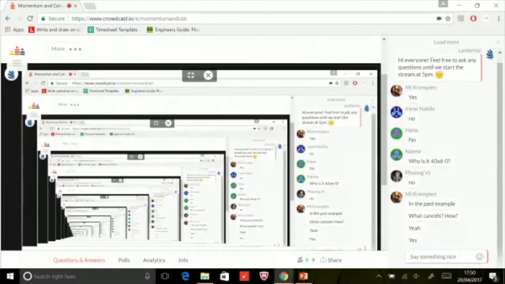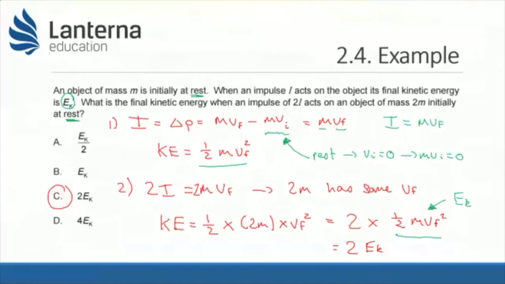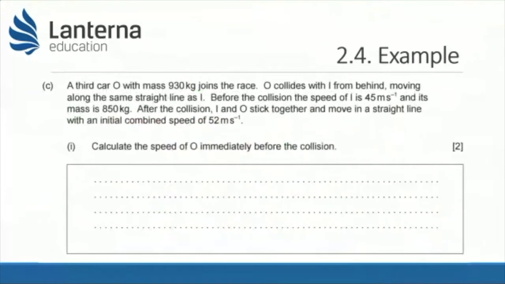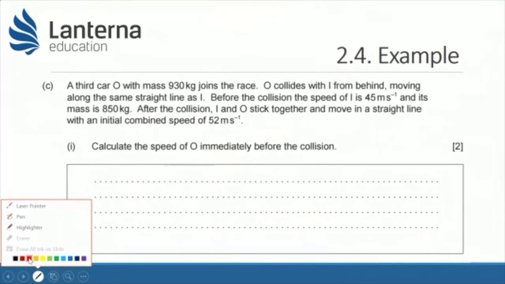Okay, perfect. So let's finish off this first part by looking at a longer question. Now, this was taken from a higher level paper. So like I said, you may get slightly more marks if you're answering this on standard level, but let's answer it anyway.